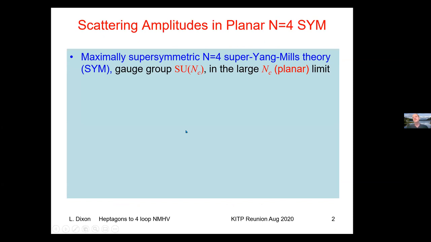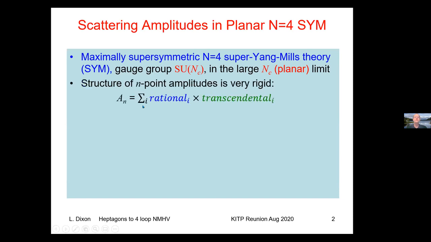So the context for this calculation or result is in planar N=4 super Yang-Mills theory, which is a theory that many of us know and love. And when we take the gauge group SU(N_c) for the maximally supersymmetric gauge theory and go into the large N limit, we find that the structure of the amplitudes is very rigid.